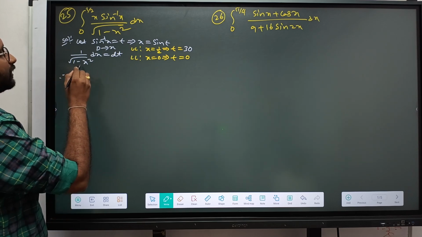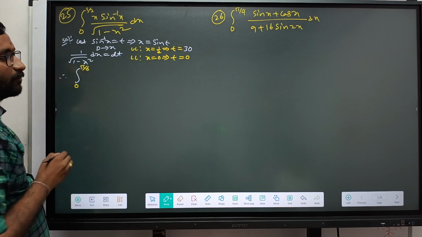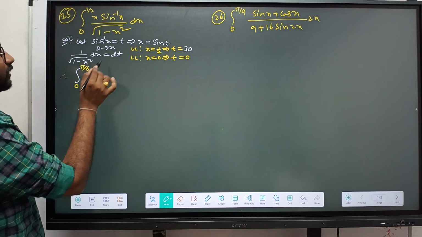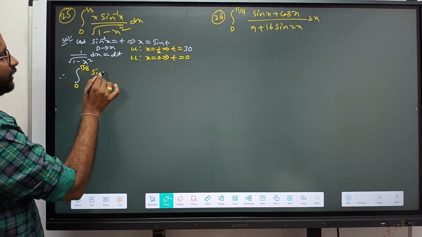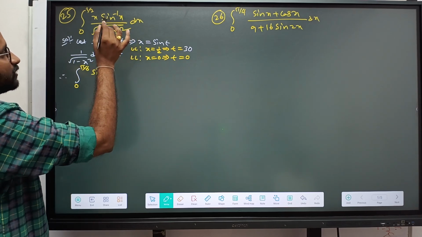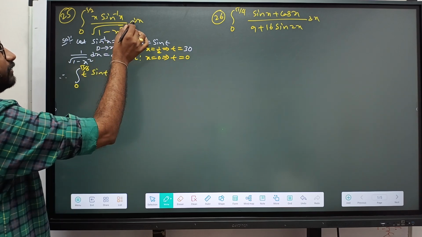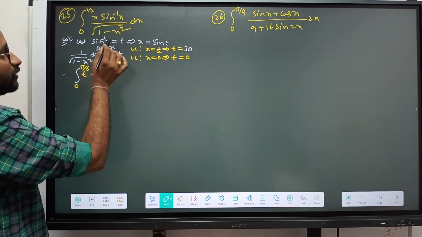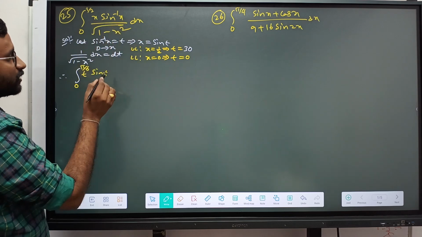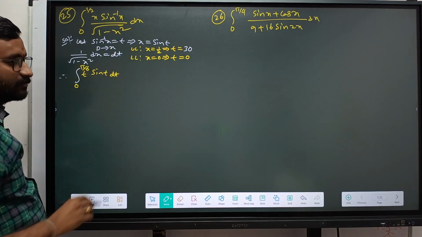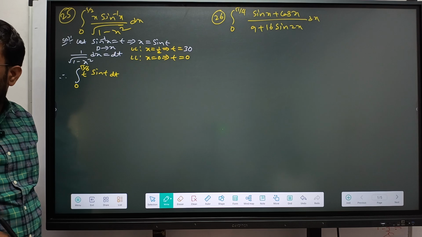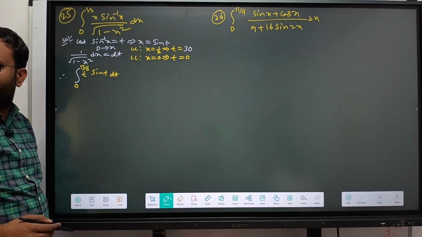Therefore, the integral has lower limit 0, and the upper limit 30 degrees, which is nothing but pi by 6. x means sin t. Sine inverse x means t. So we get t sin t, and 1 by root over 1 minus x square dx is dt.